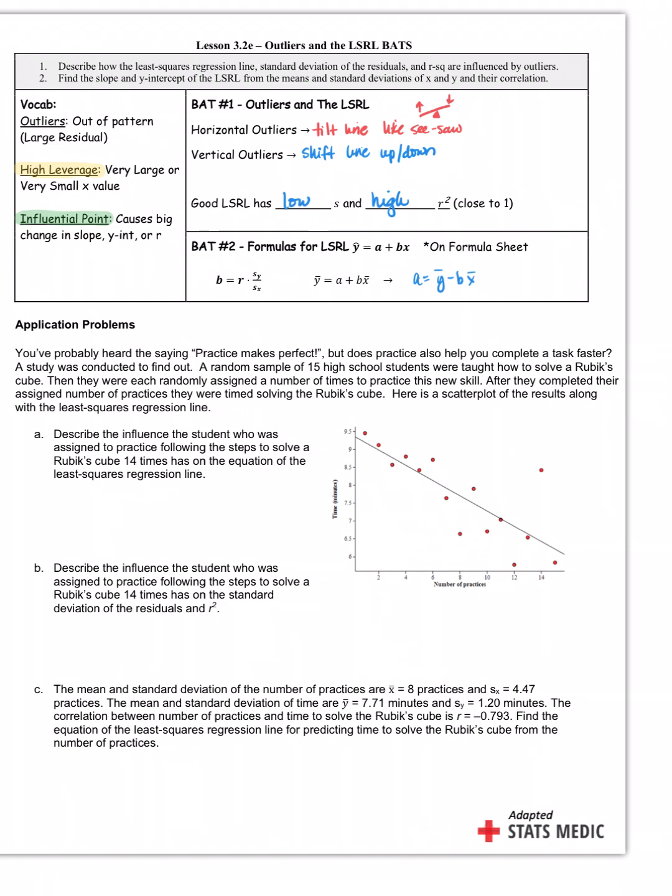Describe the influence the student who was assigned to practice following the steps to solve a Rubik's Cube 14 times had on the regression equation. Okay, where is he? Well, that's this dude up here, right? What did that person do to the slope and our y-intercept? Shifted the y-intercept up.